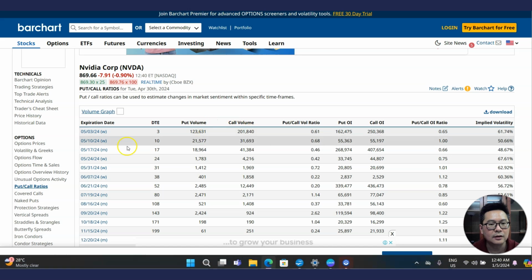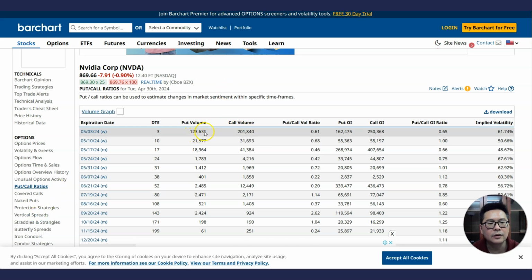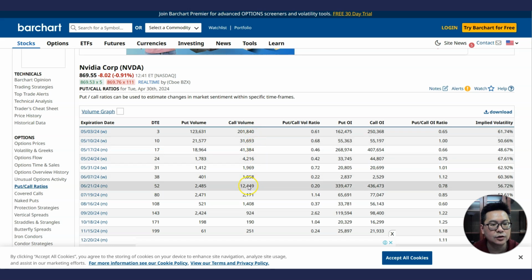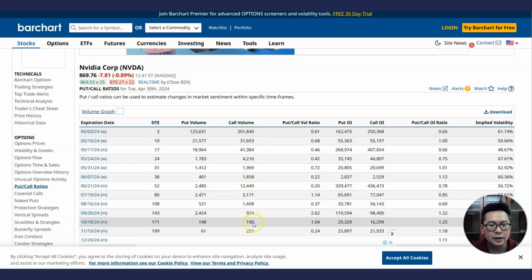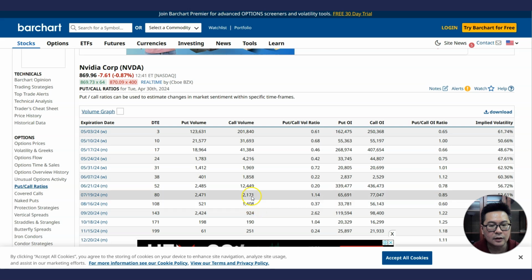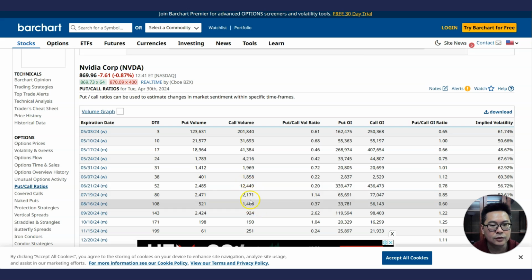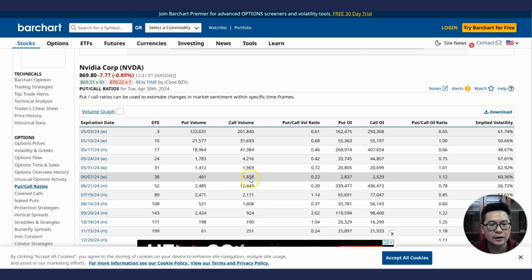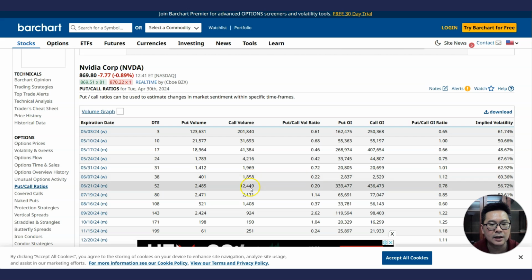So the most recent one, the expiration on May 3rd, has a call volume of 201,840, and here we have a put volume of 123,631. So this tells us that market participants are more bullish than bearish in the stock of Nvidia, even in the short-term move. And here in June, up to June here, market participants are quite bullish on the stock.